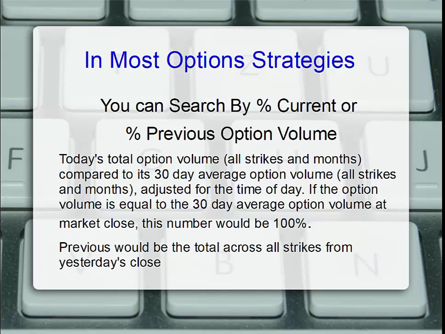The percent current option volume takes today's total option volume, all strikes and months, compared to the 30-day average option volume across all strikes and all expirations, adjusted for the time of day. So if the option volume is equal to the 30-day average option volume at market close, this number would be 100% current option volume. Now the previous, of course, would be the total across all strikes from yesterday's close.